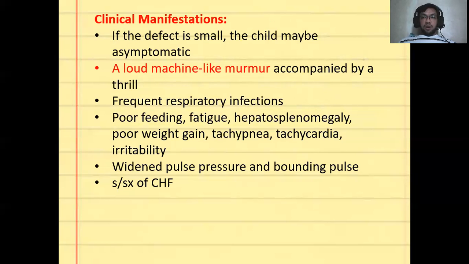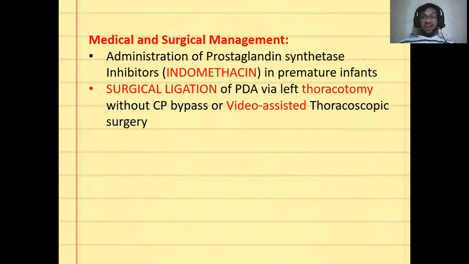And watch out for signs and symptoms of heart failure if this is left untreated, since heart failure again is a complication. Medical and surgical management. The doctors are going to do medical management first. They are going to administer prostaglandin synthetase inhibitors, such as indomethacin in premature infants. This drug will cause the closure of the patent ductus arteriosus. But if closure is unsuccessful, surgical ligation is going to be done next via left thoracotomy.